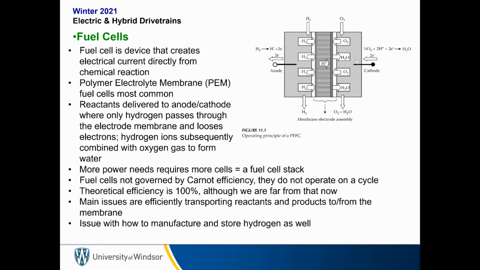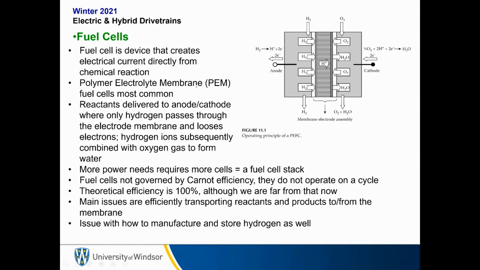And the last thing I want to talk about in this lecture is the fuel cell. Now, the fuel cell is basically a way to replace the internal combustion engine or plugging in your vehicle. It's the way of generating the electrical power. So a fuel cell is a device that creates electrical current directly from chemical reactions. So in a chemical reaction, we get current.